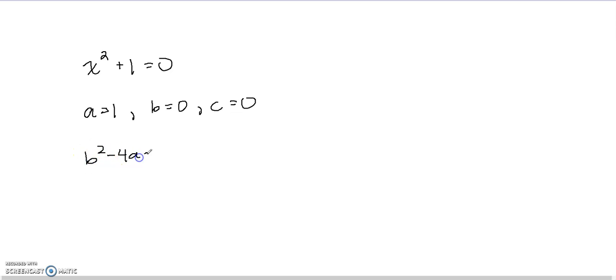We could just give some quick examples. Let's say we had x squared plus 1 equals 0. Well, there's no x term, so a would be 1. There are 0 x's, so b would be equal to 0, and then c is your constant term, 1. I don't know why I wrote 0; I think I thought 1 and wrote 0 somehow.